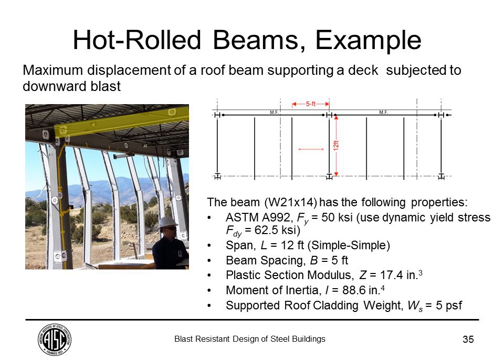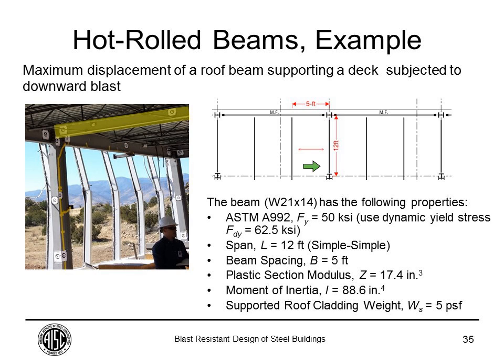So this is a good time to look at a quick example. If we were to design a roof beam that is supporting a deck subject to downward blast load. Let's just say this is an actual building, and we look over here. This is the beam that we want to design. It's right here. So it's about 12 feet span. This might not be typical, but it's just an example to illustrate the process.